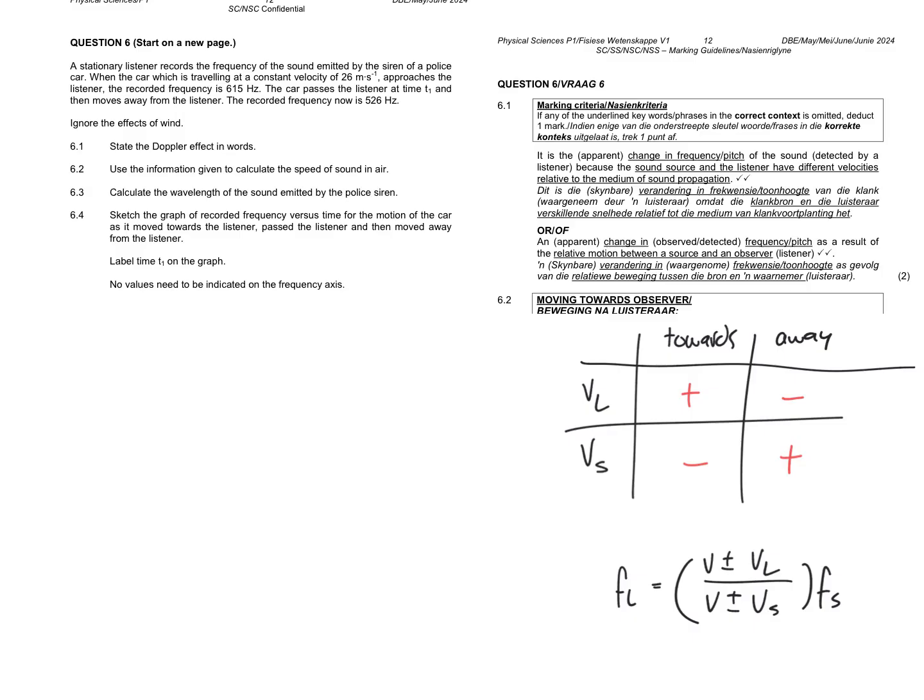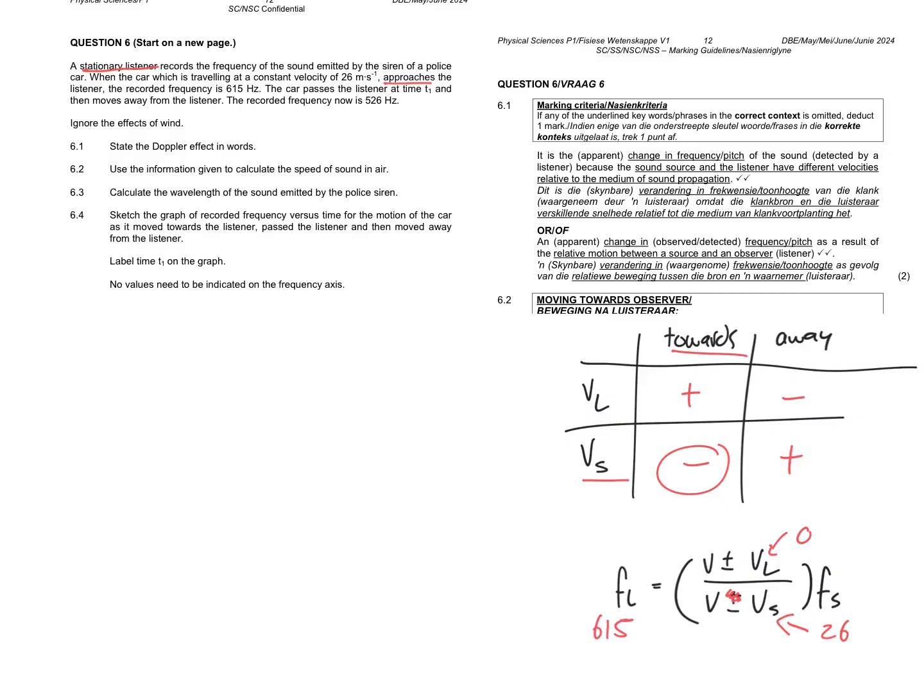Now for this question, stationary listener means that VL is 0. The car is traveling at a constant velocity of 26, so VS is 26, and it approaches the listener. So that means the one at the bottom needs to be a minus, towards, VS minus. And the recorded frequency is 615. So the detected frequency is 615.